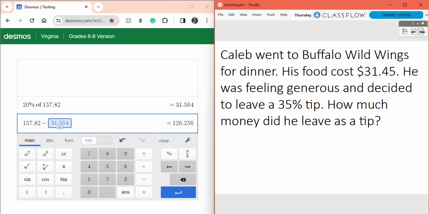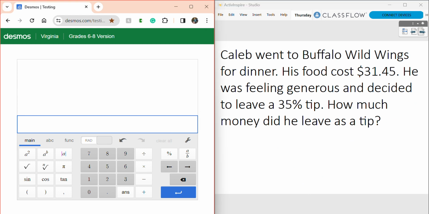All right, we got one last question. Hang in there. The last one says, Caleb went to Buffalo Wild Wings for dinner. His food cost $31.45. He was feeling generous and decided to leave a 35% tip. How much money did he leave as a tip?